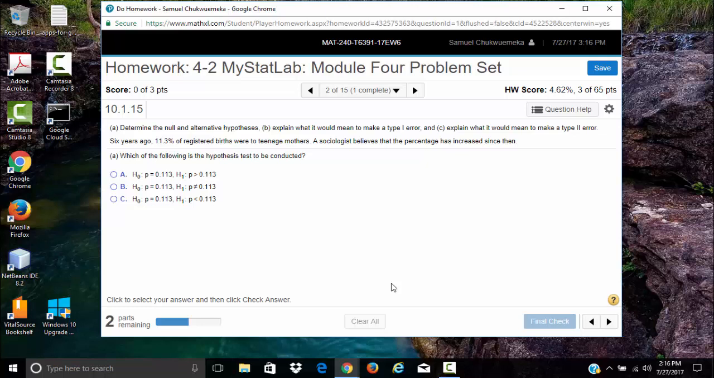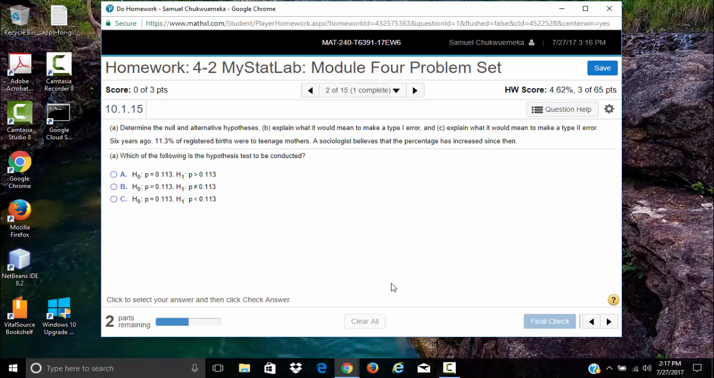So, look at the thing here. 11.3% is a proportion. When you do 11.3 divided by 100, you have 0.113. So you just converted the percent to a decimal. It's the same thing. Proportion can be in percent, it can be in decimal, it can be in fraction. The claim is that the sociologist believes that the percentage has increased since then.